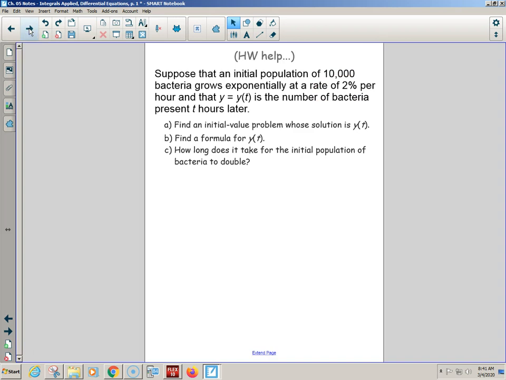But then part C says, how long does it take? How long? Come on. Where are we finding what variable? Time. T. How long does it take for the initial to double? So just set it equal. Set what equal?